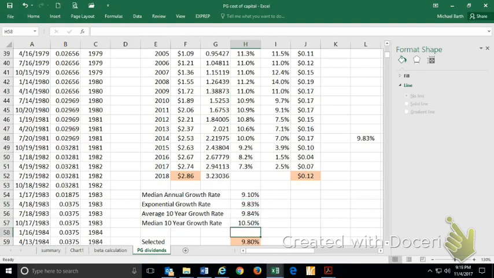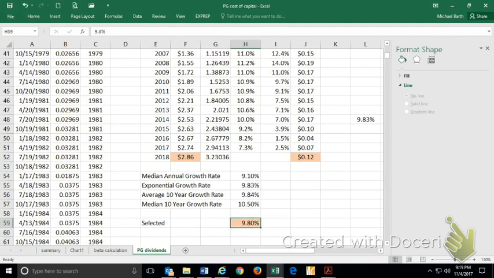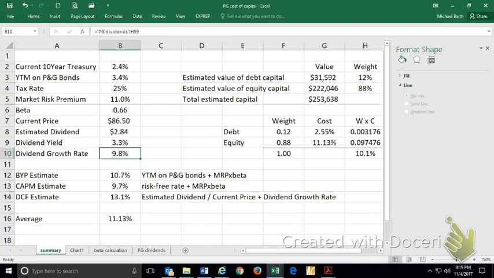And which one's right? Ain't none of them right. Which one did I pick? I picked a growth rate of 9.8%. I think the dividend's going to be 2.86 next year. The dividend growth has slowed in recent years for Procter & Gamble, but that's because they're doing a lot of stock buybacks. You'll learn about that when you get to one of the finance courses, but they're a substitute for dividends, and I think they'll stop doing that. So I think this is going to build back up to its normal rates in the future. Anyway, that's where these numbers come from.